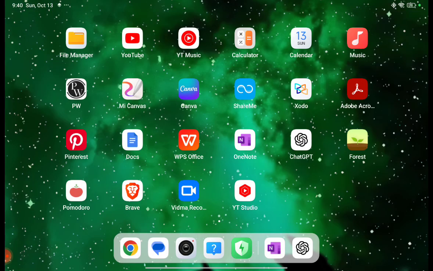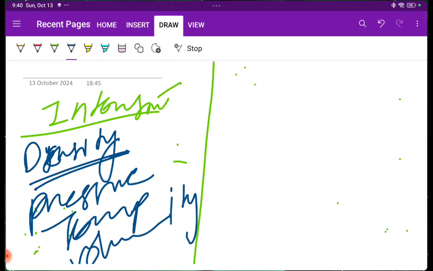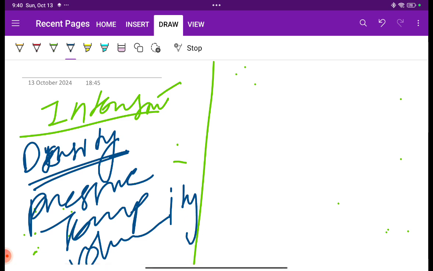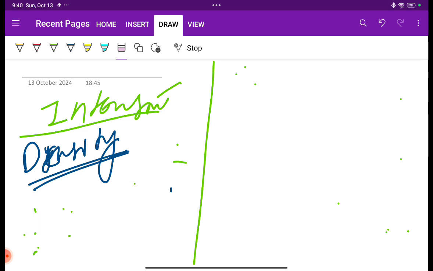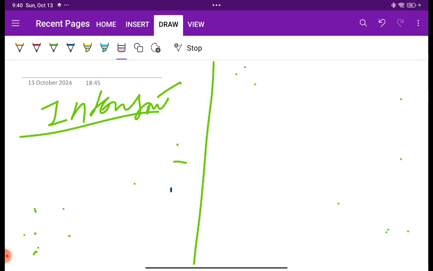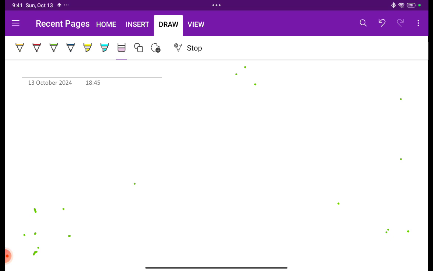Velocity, mark my words. I'm sorry. Wait for a minute. Velocity is an intrinsic property. Velocity is an intrinsic property.